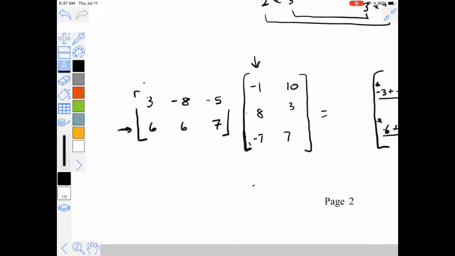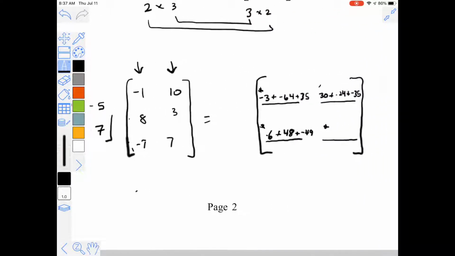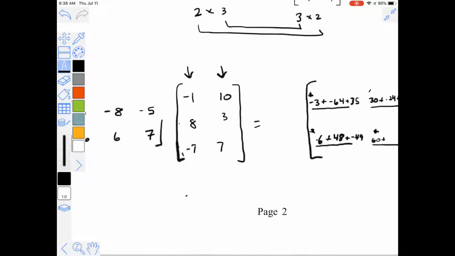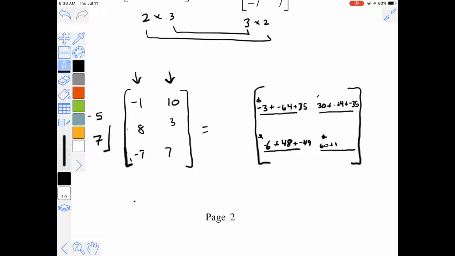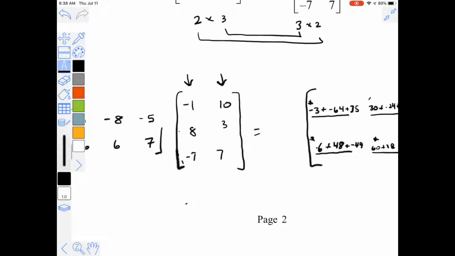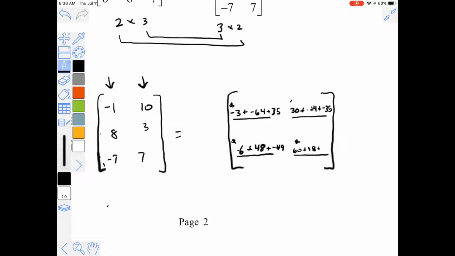And this last entry here is row 2, column 2. So I need row 2. Now I need column 2. So 6 times 10 is 60. 6 times 3 is 18. And 7 times 7 is 49.